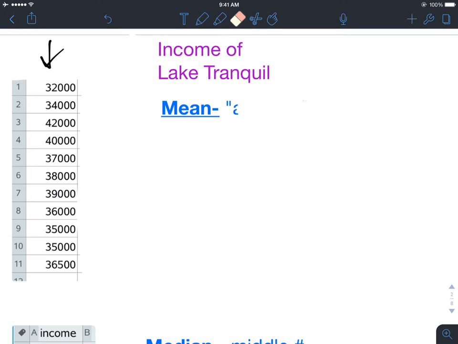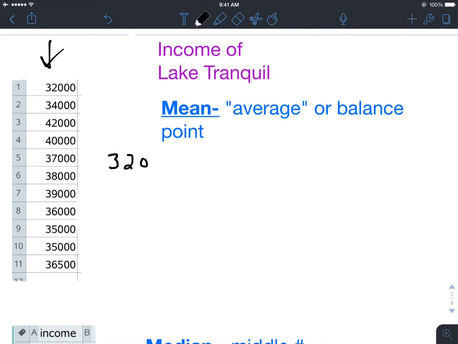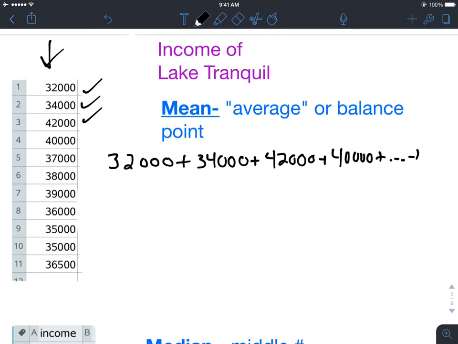The first thing we should do is find a mean. A mean is an average or a balance point. To find this, you need to add up 32,000, 34,000, 42,000, and notice I'm just going to go along and add up all of these numbers, down to 36,500. Add up all those numbers and your total sum is 404,500. There's your total sum.